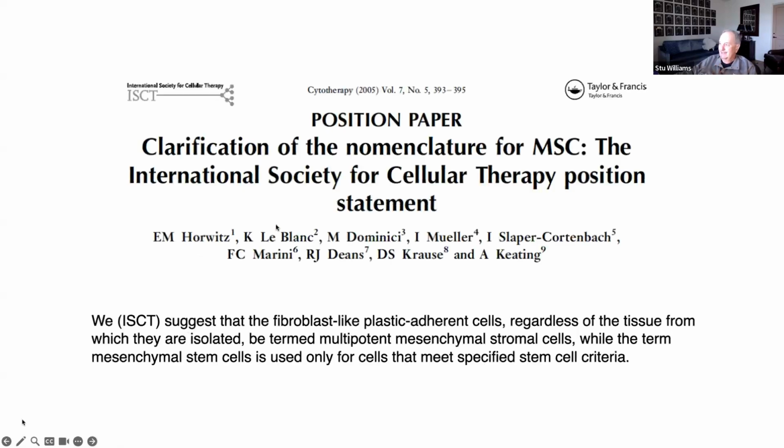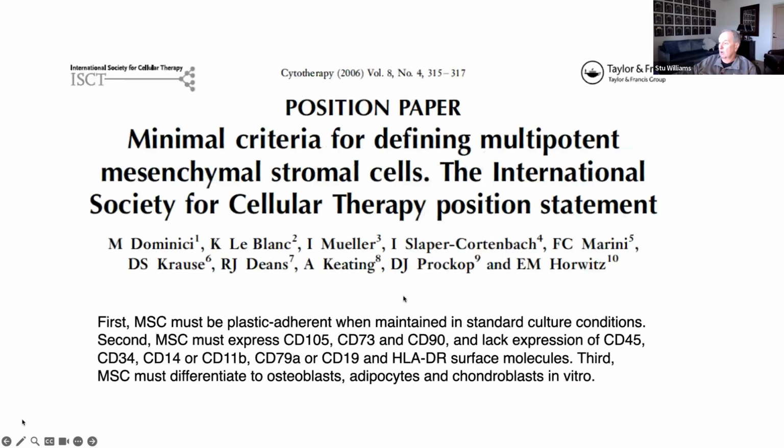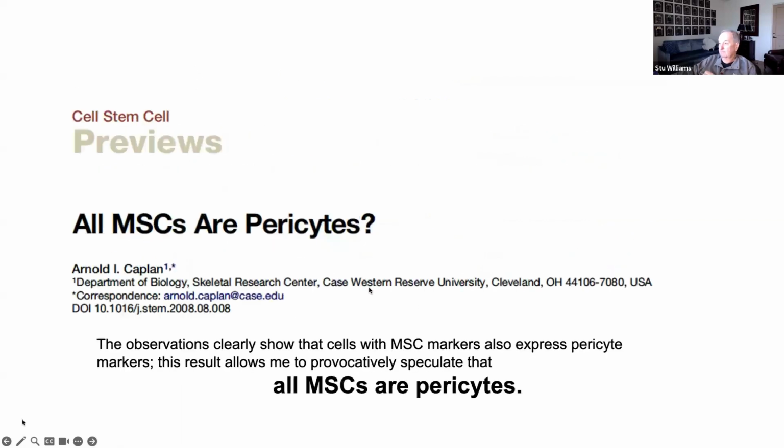And then the ISCT got involved, and they said the stem cells or stromal cells have to be fibroblast-like, and they have to be plastic adherent. And that has several problems in our definition of stem cells. And then they used a reductionist hierarchical approach and said all MSCs have to express or not express these markers. That has hampered us also in this field.